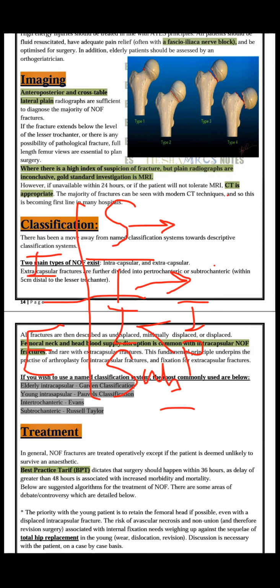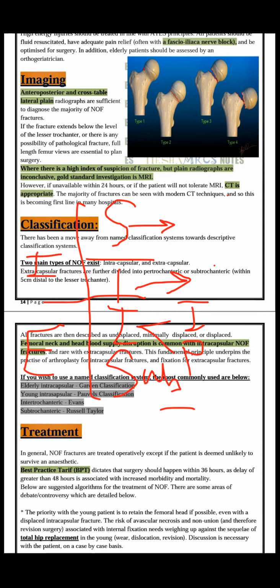Again, STES: subcapital, transcervical, intertrochanteric or hypertrochanteric, then subtrochanteric. Subcapital and transcervical are intracapsular. Intertrochanteric, hypertrochanteric and subtrochanteric are extracapsular. So any fracture neck of femur is classified into intracapsular and extracapsular.